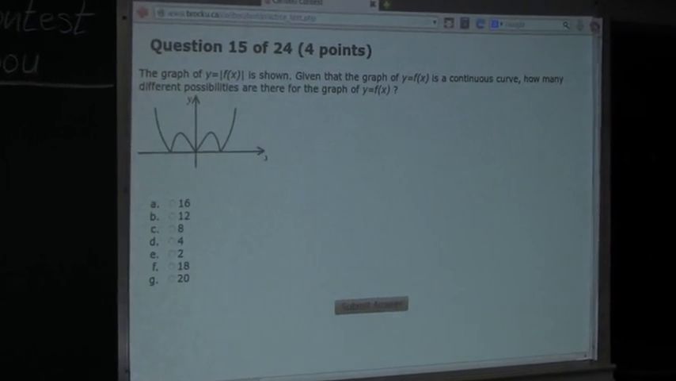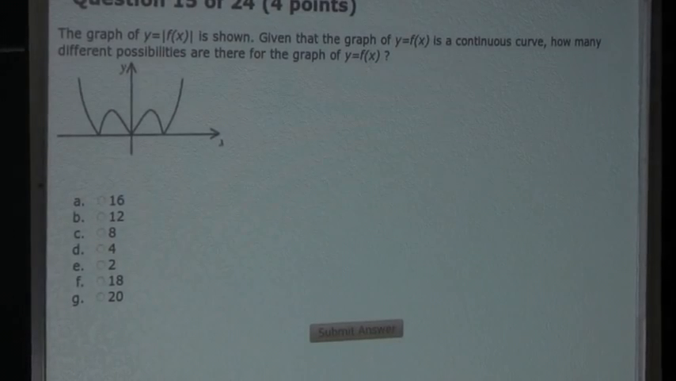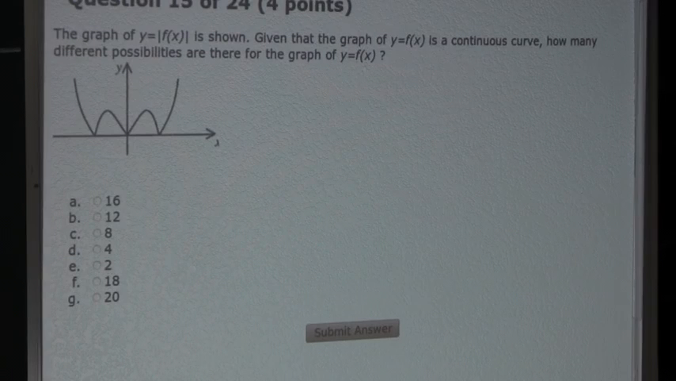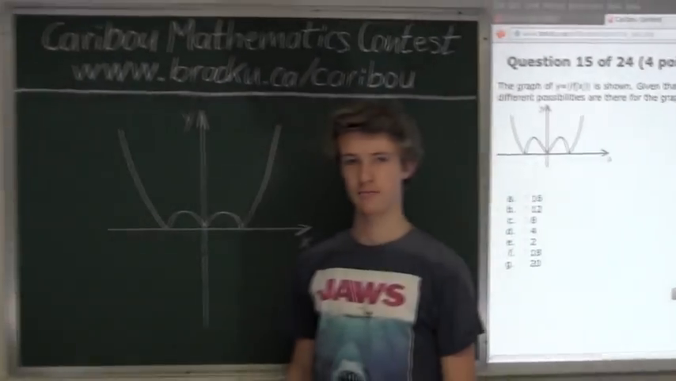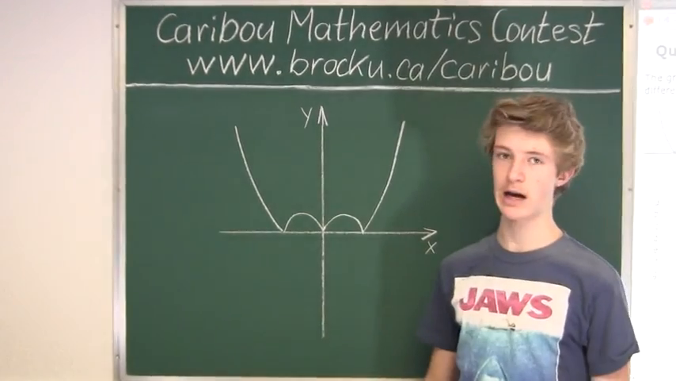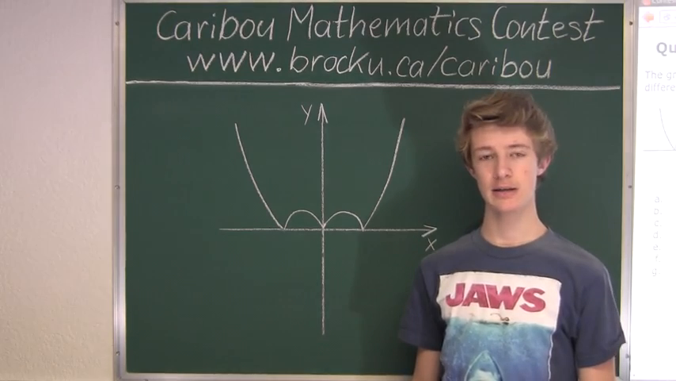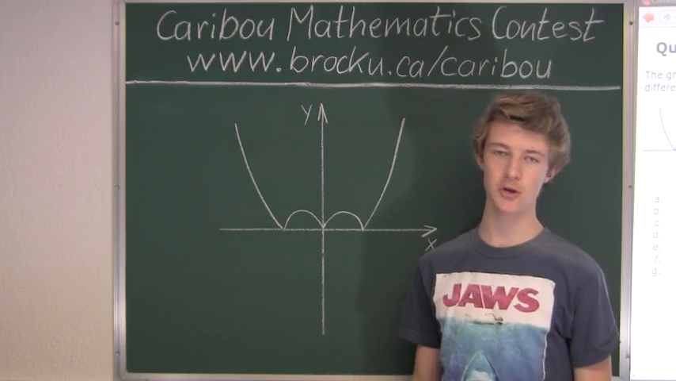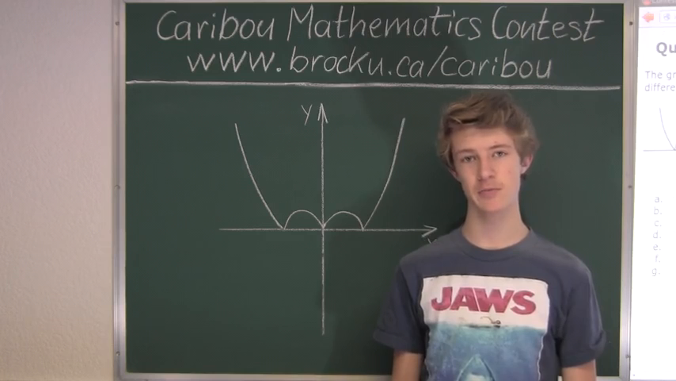the graph of y equals the absolute value of f of x is shown. Given that the graph of y equals f of x is a continuous curve, how many different possibilities are there for the graph of y equals f of x? So this is the graph for the absolute value of the function f of x. So what we want to find out is how a graph for the function of just f of x could look like. So for this question we will need to know what absolute value means.